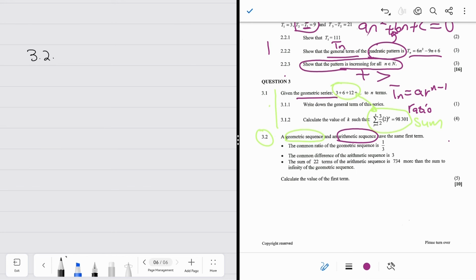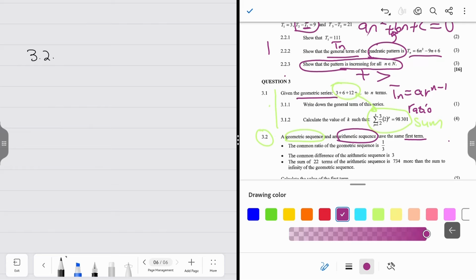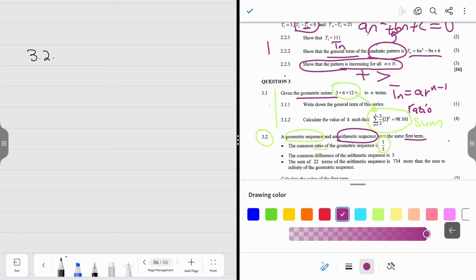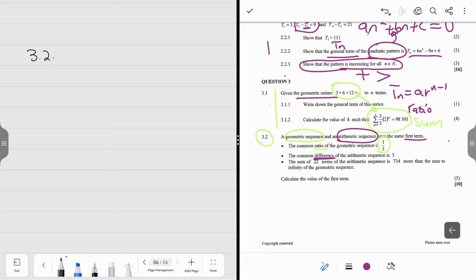So they say they have the same first term. So both of them have the same first term, but what is not the same here? Let's read it. They said for the geometric sequence, the common ratio is going to be equal to 1 divided by 3. So that is important. Then they say the common difference of the arithmetic sequence, which is our d value, remember, is going to be equal to 3. And then they say the sum of the 22 terms. When they say that, they're literally telling you that 22 is n. Please, please, please hold that in your mind. They are telling you that 22 is n.